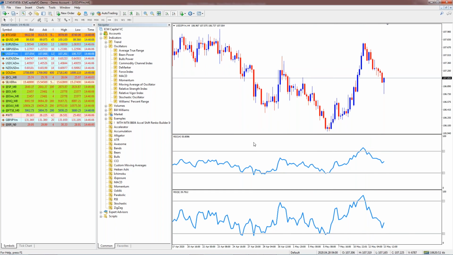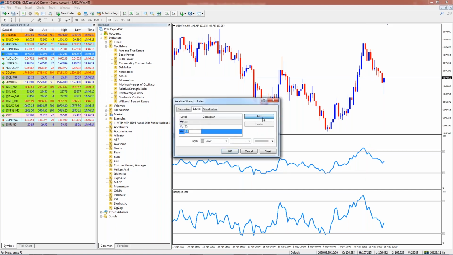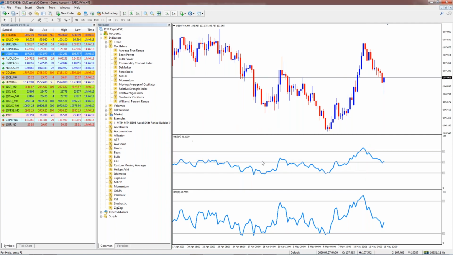So this is a good tool if you want to trade. Also, you can plot the 50 level for those who prefer to check the bias. They can add the 50 level here.